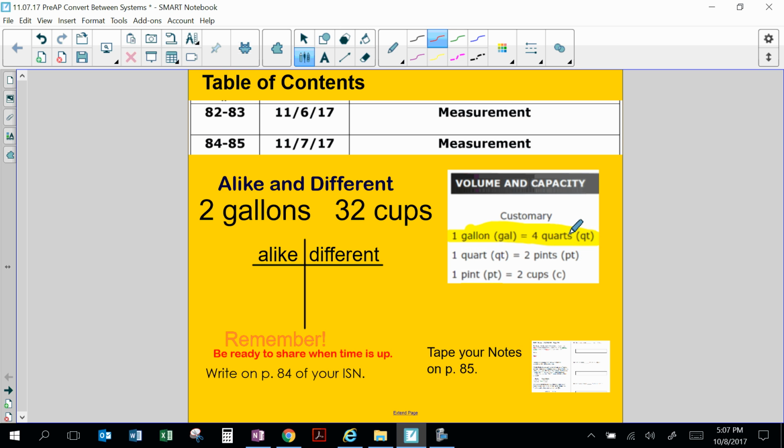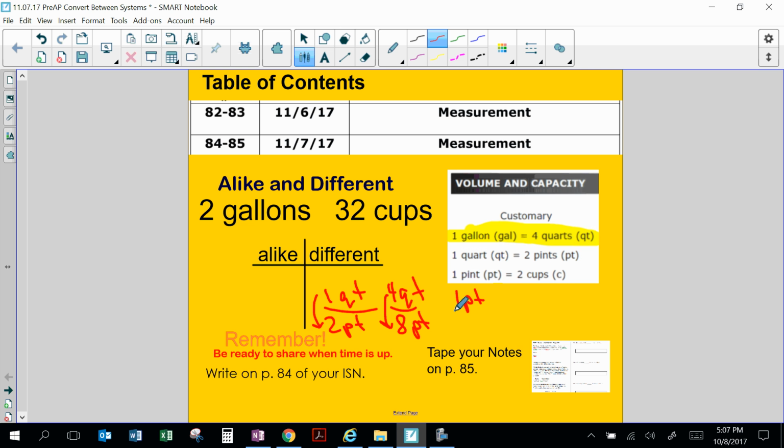Each gallon has 4 quarts. If you have a quart, it's like you have 2 pints. But a gallon holds 4 quarts. The relationship between a quart and a pint is times 2. So 4 times 2 is 8 pints.